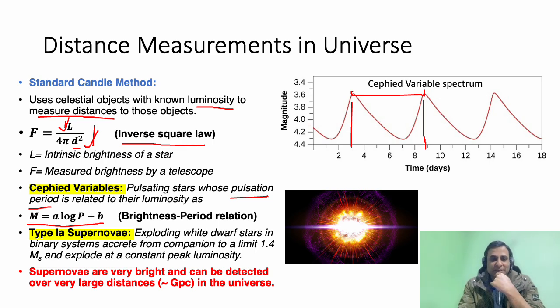Now, if you calculate the P, you can calculate the M, the brightness, which is actually related to L. So you can calculate the L from this relation, and then you go back to the inverse square law. From the inverse square law, you get F from the telescope, you found L from the period, and then you can just calculate the third unknown parameter here, that's the distance. So this is one way to find the distance, and this method works up to some million parsecs away from us. It's still quite a large distance.